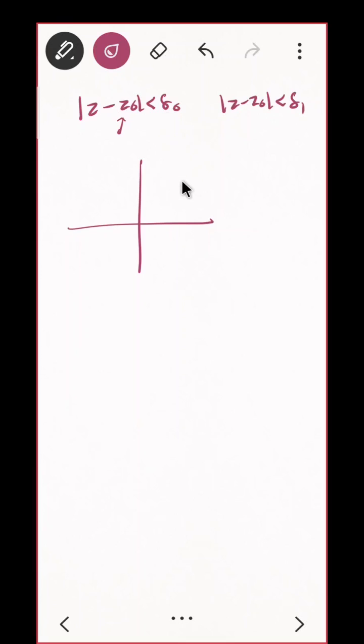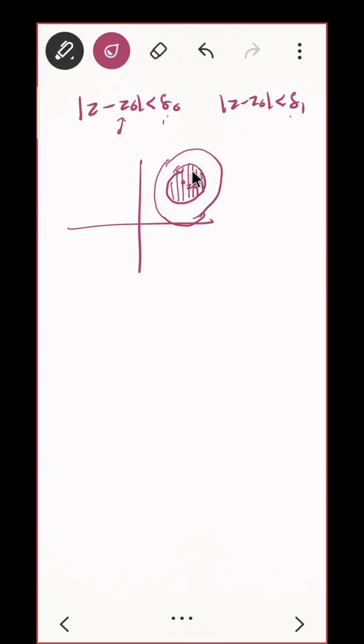Perfect, very nice. Good. So suppose I am considering z naught is here. I'll be having a circle whose radius is delta naught, and here also I am having the same center and radius say delta 1. So it may be either outside or inside. Correct. Now which region contains both? So the minimum one, definitely.